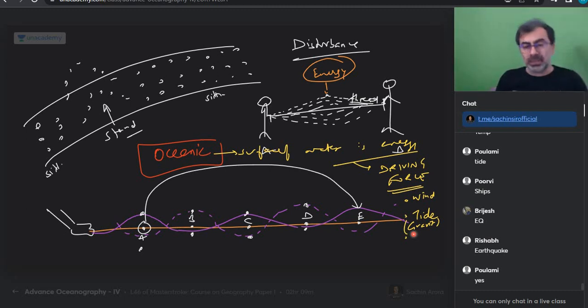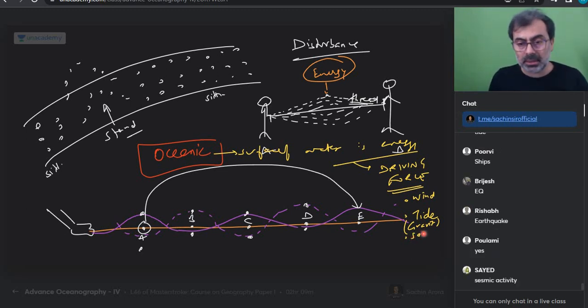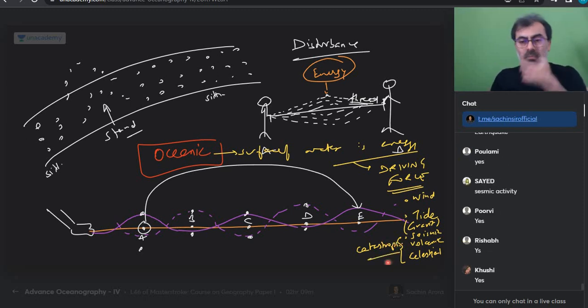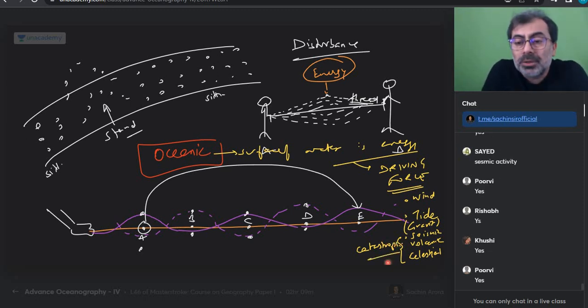Purvi, you don't know anything about oceans and ships, so don't talk about it. Earthquake, Rishabh, is absolutely okay.